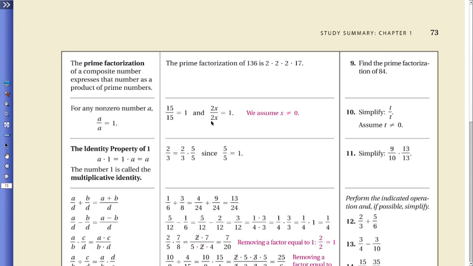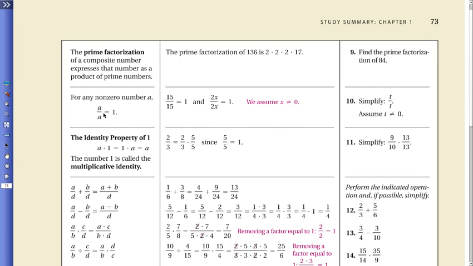If I have 2x over 2x, by this definition, it has to be equal to 1. But there's also one other condition. You've got to make sure that x is not 0, because we can't divide by 0. The denominator can't be 0. It's undefined.